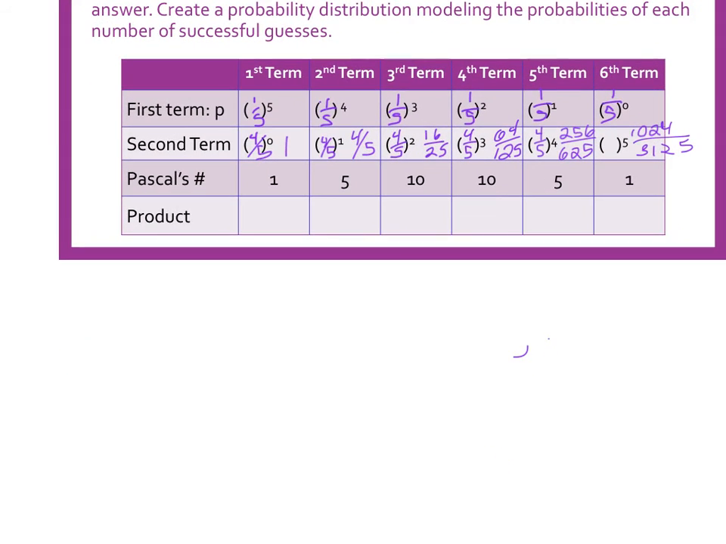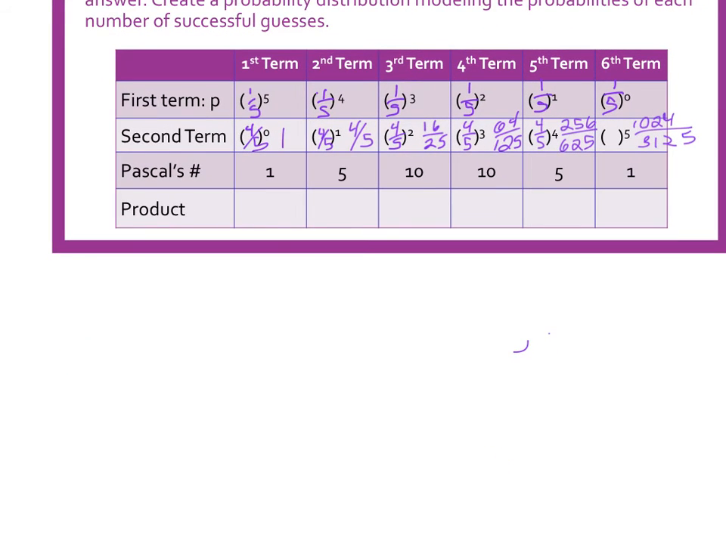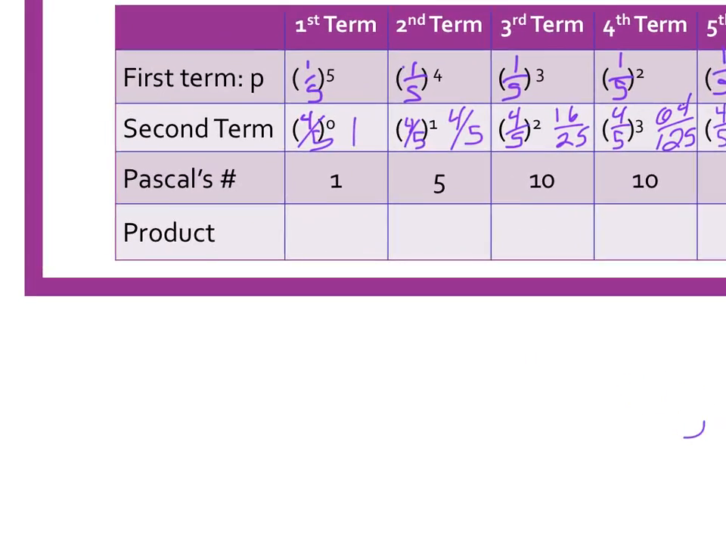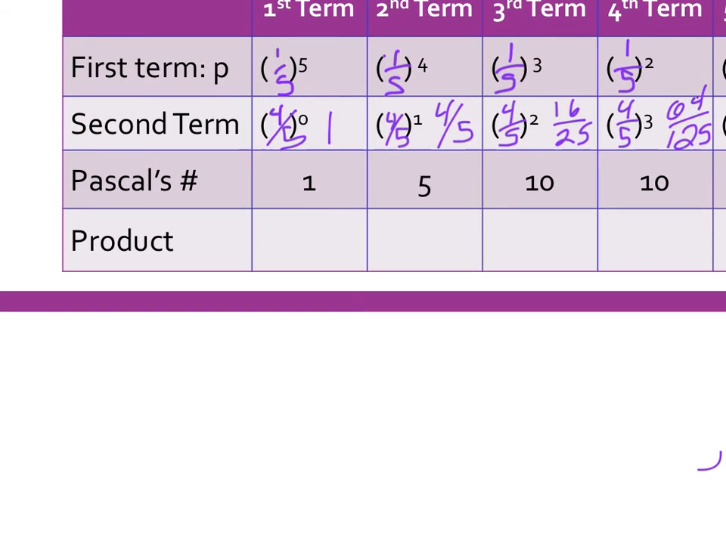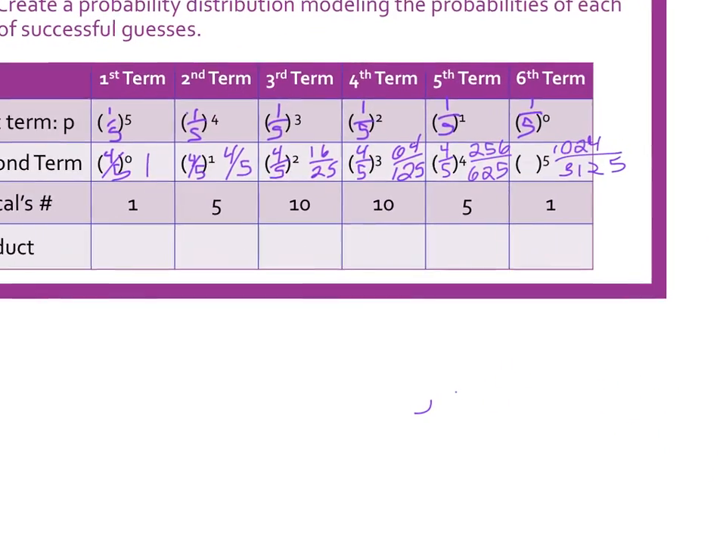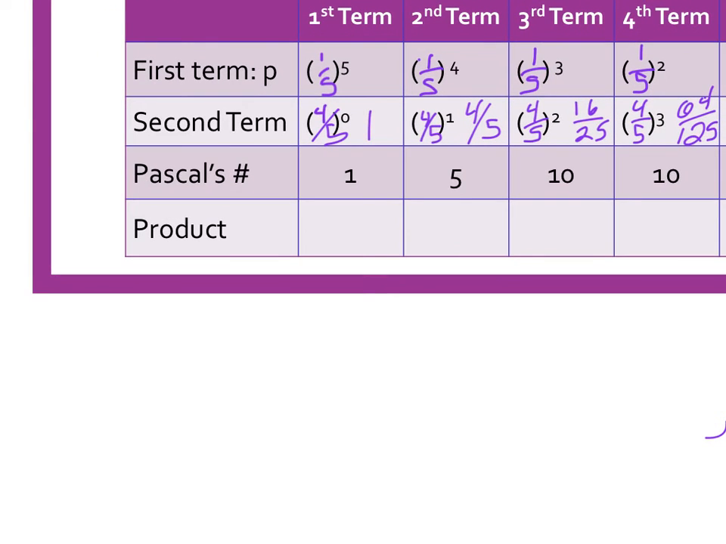So, create a product, that's what we're doing. I've got Pascal's numbers here, so now we just multiply down the columns. 1/5 to the 5 is 1 over 3125.